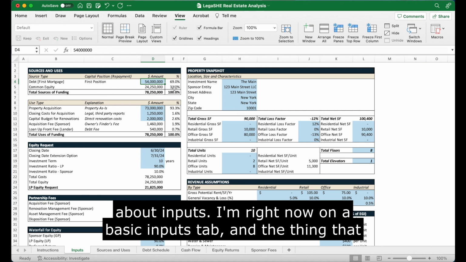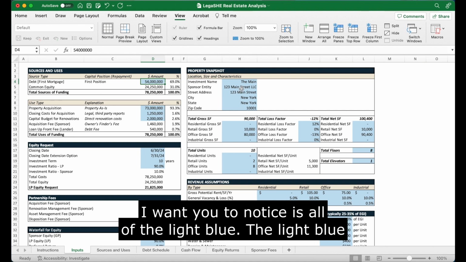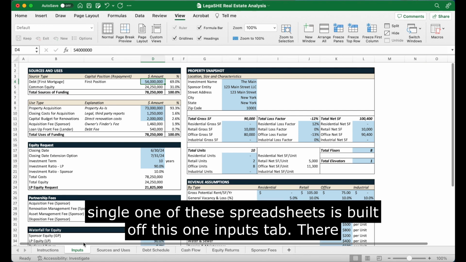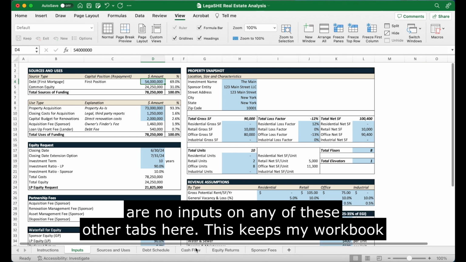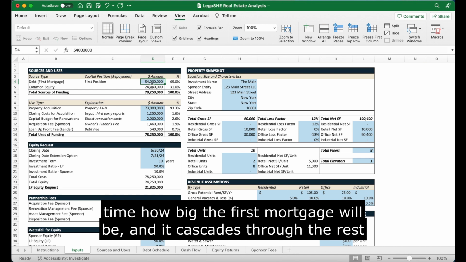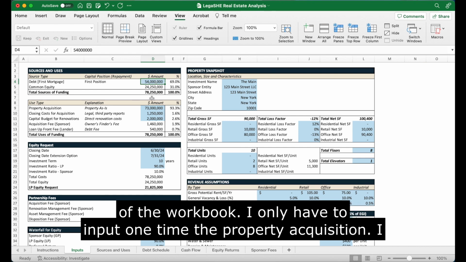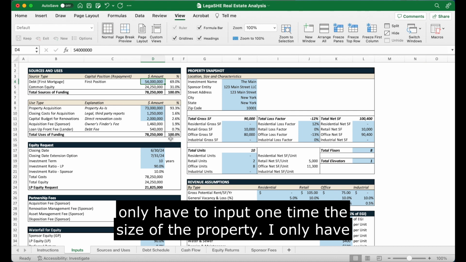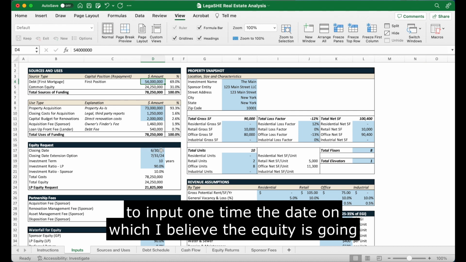So let's first talk about inputs. I'm right now on a basic inputs tab. And the thing that I want you to notice is all of the light blue. The light blue are the inputs for the entire workbook. Every single one of these spreadsheets is built off of this one Inputs tab. There are no inputs on any of these other tabs here. This keeps my workbook squeaky clean and deeply efficient. I only have to input one time how big the first mortgage will be, and it cascades through the rest of the workbook. I only have to input one time the property acquisition. I only have to input one time the size of the property. I only have to input one time the date on which I believe the equity is going to close.